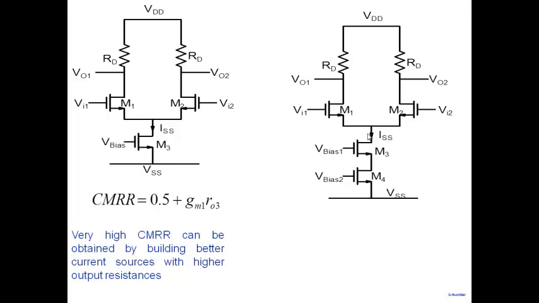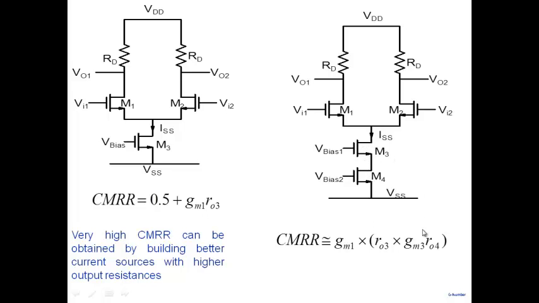Now if you look at it from the drain side, I'll leave it for you to show that the resistance that you see from the drain side is not just R03 of this transistor, but that resistance gets multiplied by GM3 R04. So the effective resistance that you see from here now becomes much larger. And CMRR you can now get is 1000 or 10,000, very high values of CMRR, by building a better current source here.